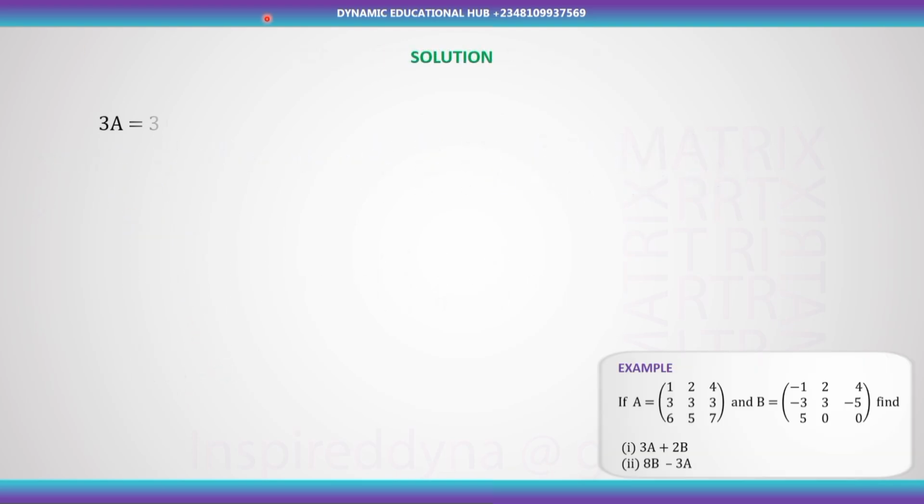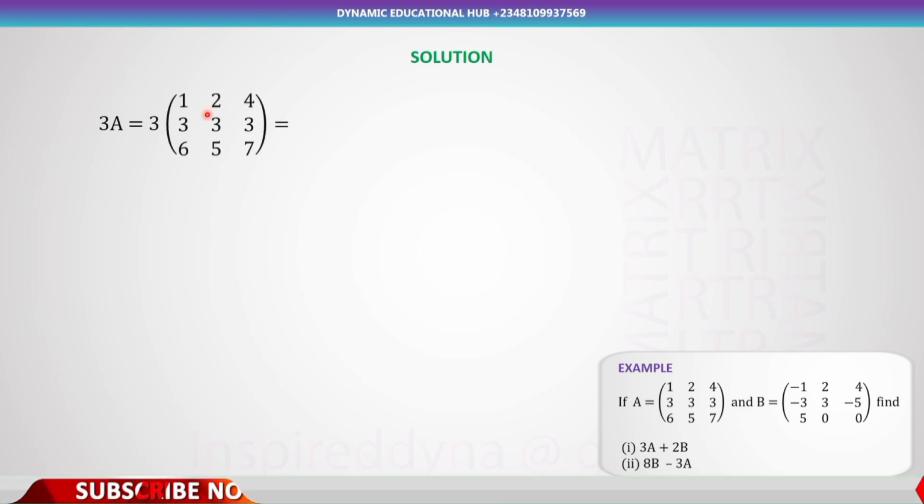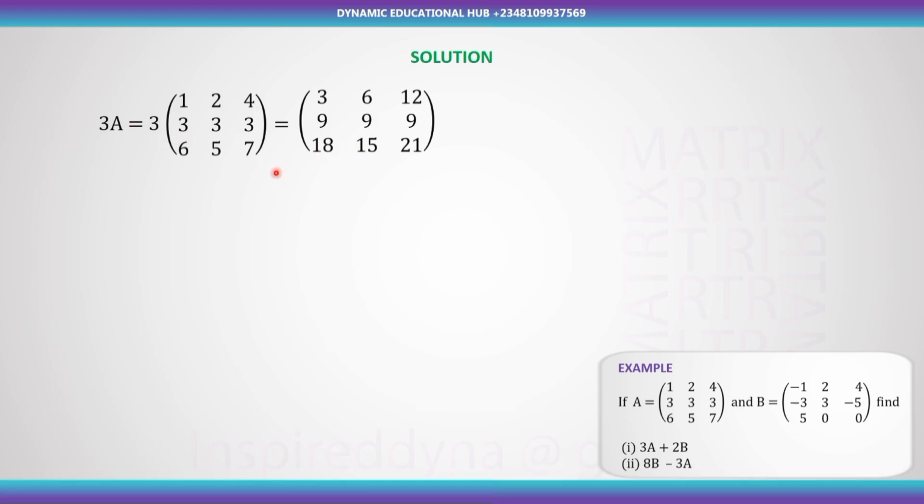Now, the first thing is to find all our scalar multiplication. The first one is 3A. So we have our 3 here, and this is our matrix A. Don't forget, we multiply 3 by all the elements of A. So we expand this. That gives us 3 times 1, 3, 3 times 2, 6, 3 times 4, 12, 3 times 3, 9, 3 times 3, 9, 3 times 3, 9, 3 times 6, 18, 3 times 5, 15, 3 times 7, 21. And we've done 3A here.